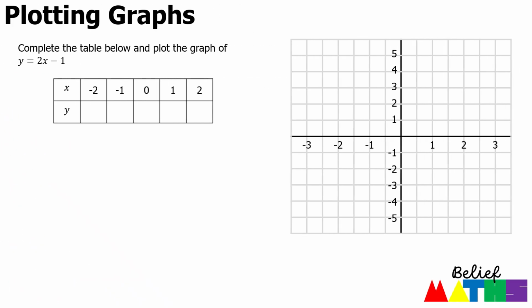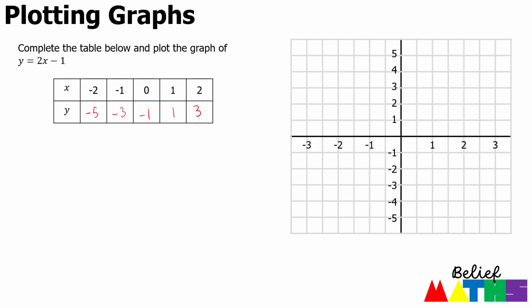Now, plotting graphs can also come up, and usually it comes up in the form of putting this into a table. In this case we just have to substitute each of the x values in to find our y values. Again, your calculator will help you with this, and just remember to always use brackets when you're substituting in a value. So 2 times negative 2 is negative 4, take away 1 is negative 5. So x = minus 1 gives us minus 3, then minus 1, 1 and 3.